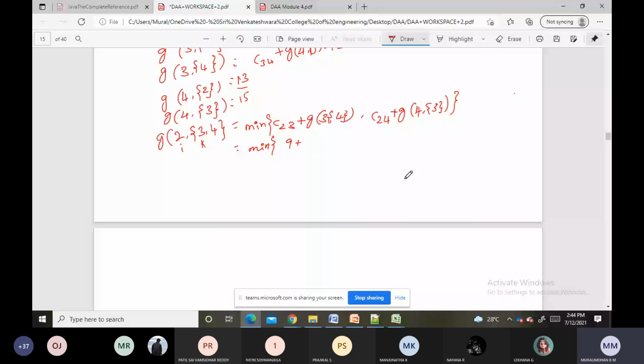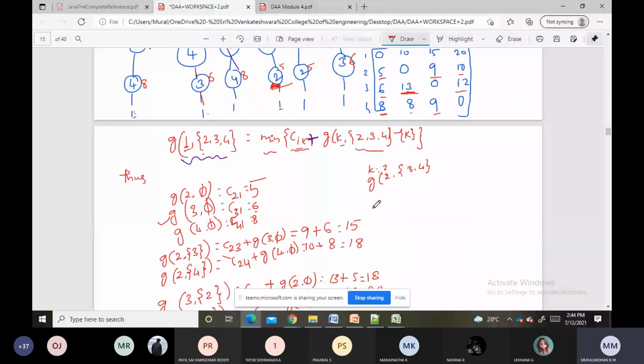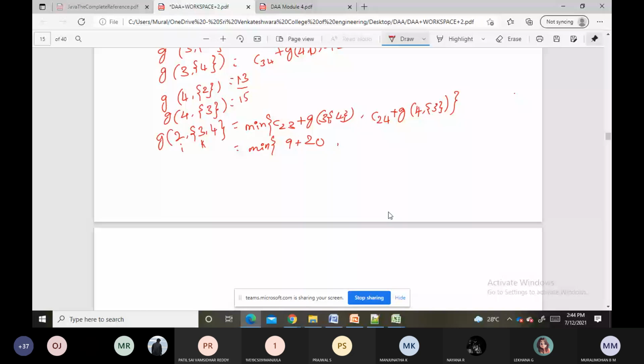So this is one. And next C of 2 to 4. So 2 to 4 we are having 10. 10 plus 4 to 3, already we calculated here as 15. So here it is 15. So we are getting minimum of 29, 25. So we are getting it as 25.